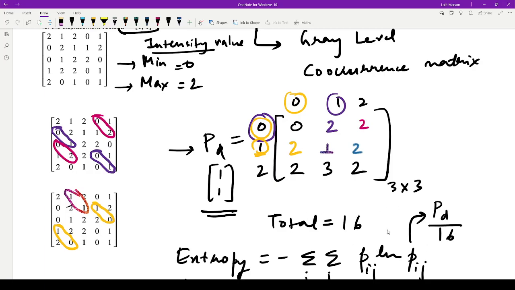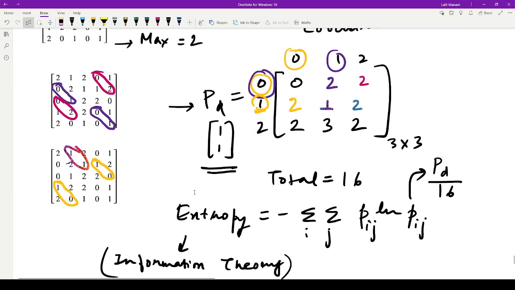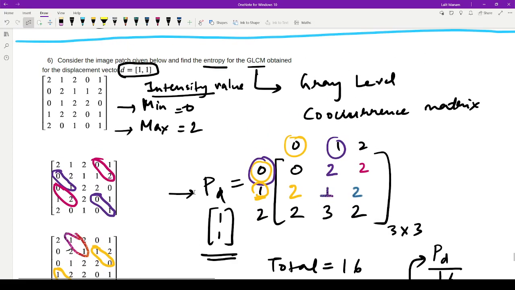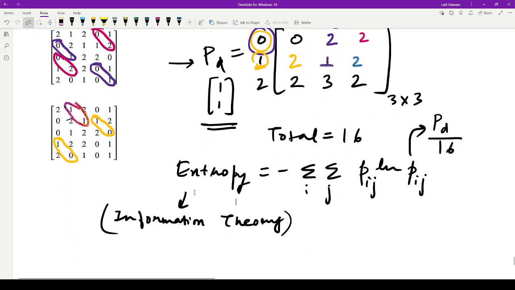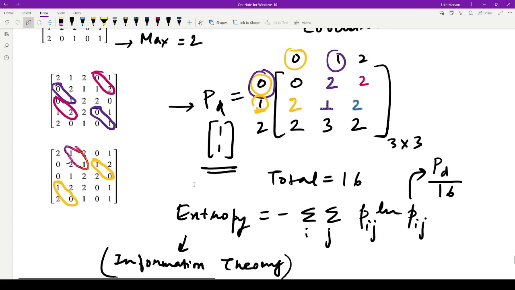Yes, is it clear now? At least intuitively. Can someone share the answer for this one? I think my answer is not matching with what is in the assignment. My answer is 2.04. I'm getting 2.13. 2.04 should be the answer.